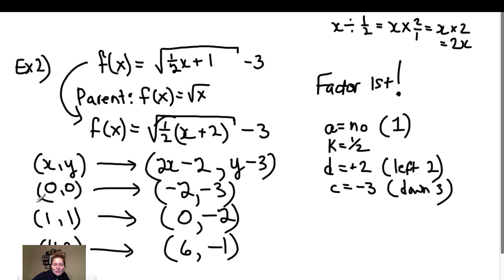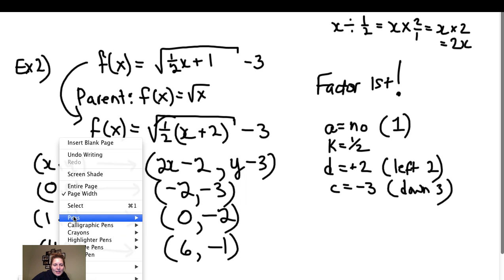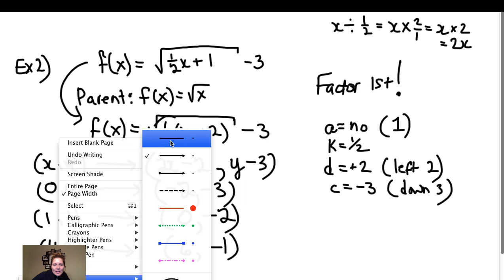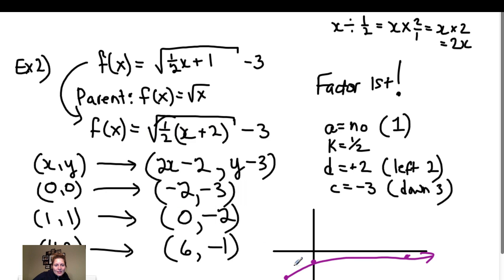So now all of these old values have become this using mapping notation. And let's just do a quick sketch of what this is going to look like, kind of in that direction, like that.